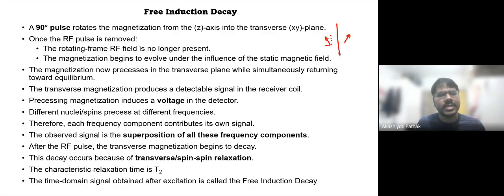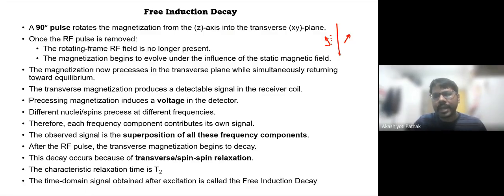Once this RF pulse is removed, the rotating frame RF field is no longer present, and the magnetization begins to evolve under the influence of the static magnetic field. So the magnetization now precesses in the transverse plane while simultaneously returning towards equilibrium. In the equilibrium state, we had learned that all the magnetization in the xy plane cancels out, and we have the net magnetization along the z direction.